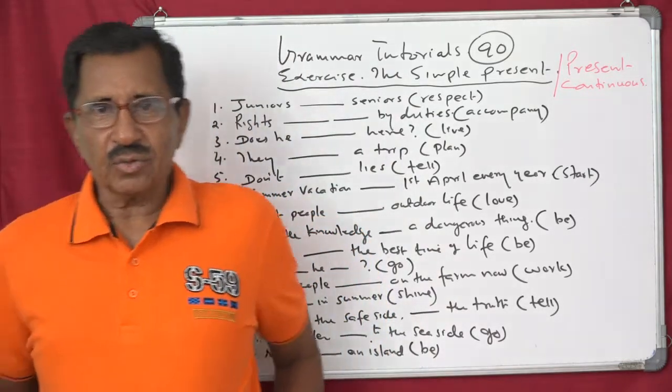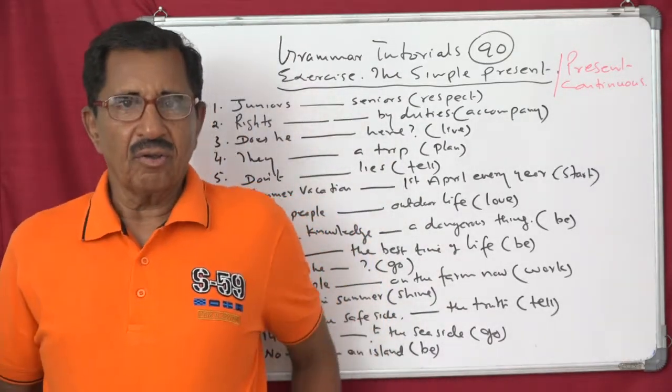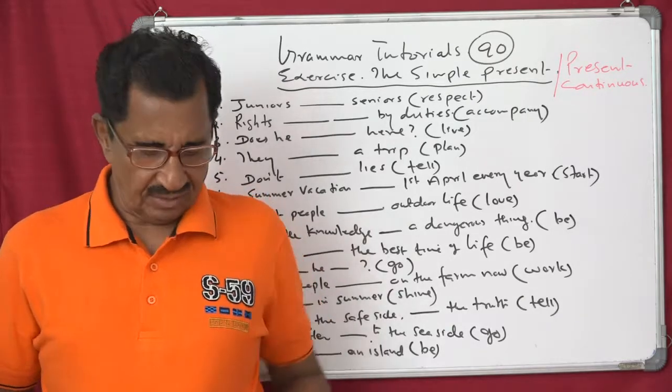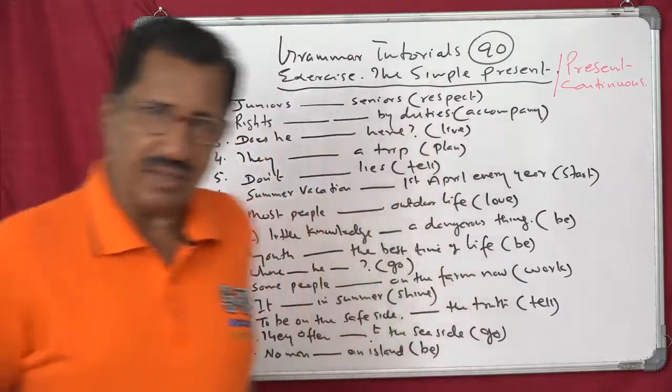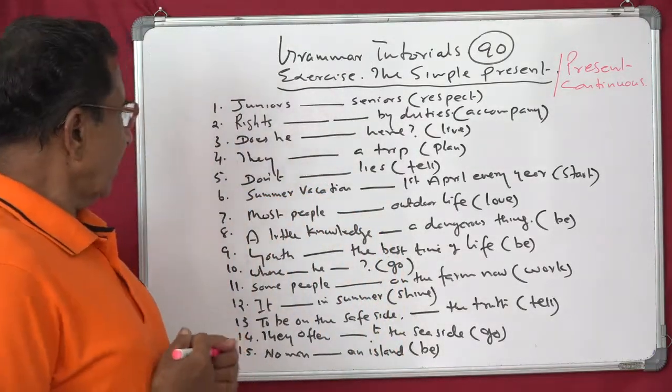Let's see, use appropriate forms of the verbs given in the brackets. Only 15 sentences, simple as usual. We have got sets of 15. Right, let's start. Here we are.